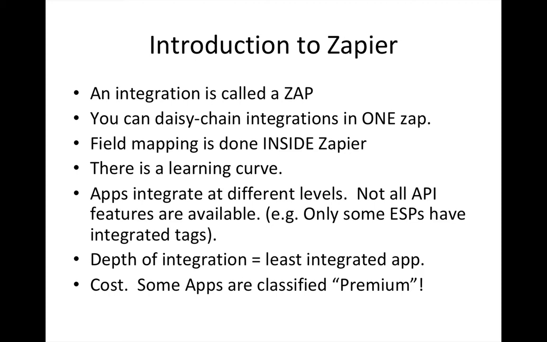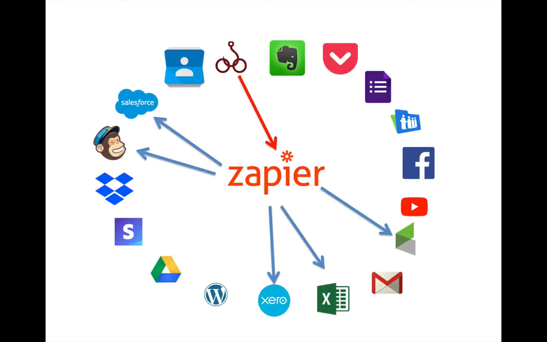Right. So, introduction to Zapier. They call the integrations a zap. So when you make a zap, it's basically an integration, and you can daisy chain integrations in one zap. So, for example, you could have something like this act as one integration. You have a lead inside LeadsHook, and once we've passed it into Zapier, in Zapier you can make one zap which will pass the information through any number of apps.